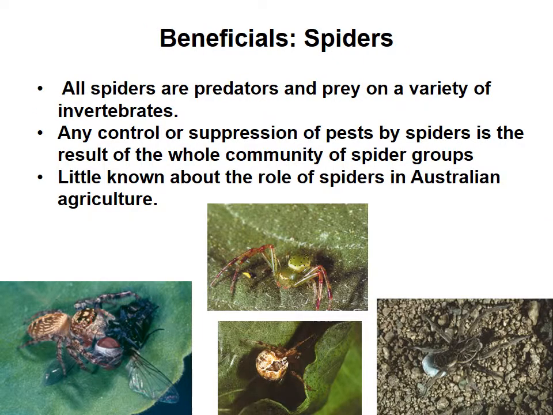Spiders. All spiders are predators and prey on a variety of invertebrates. Pictured here are some of the common beneficial spiders in Australian crops. Any control or suppression of pests by spiders is the result of the whole community of spider groups, but very little is actually known about the role of spiders in Australian agriculture.